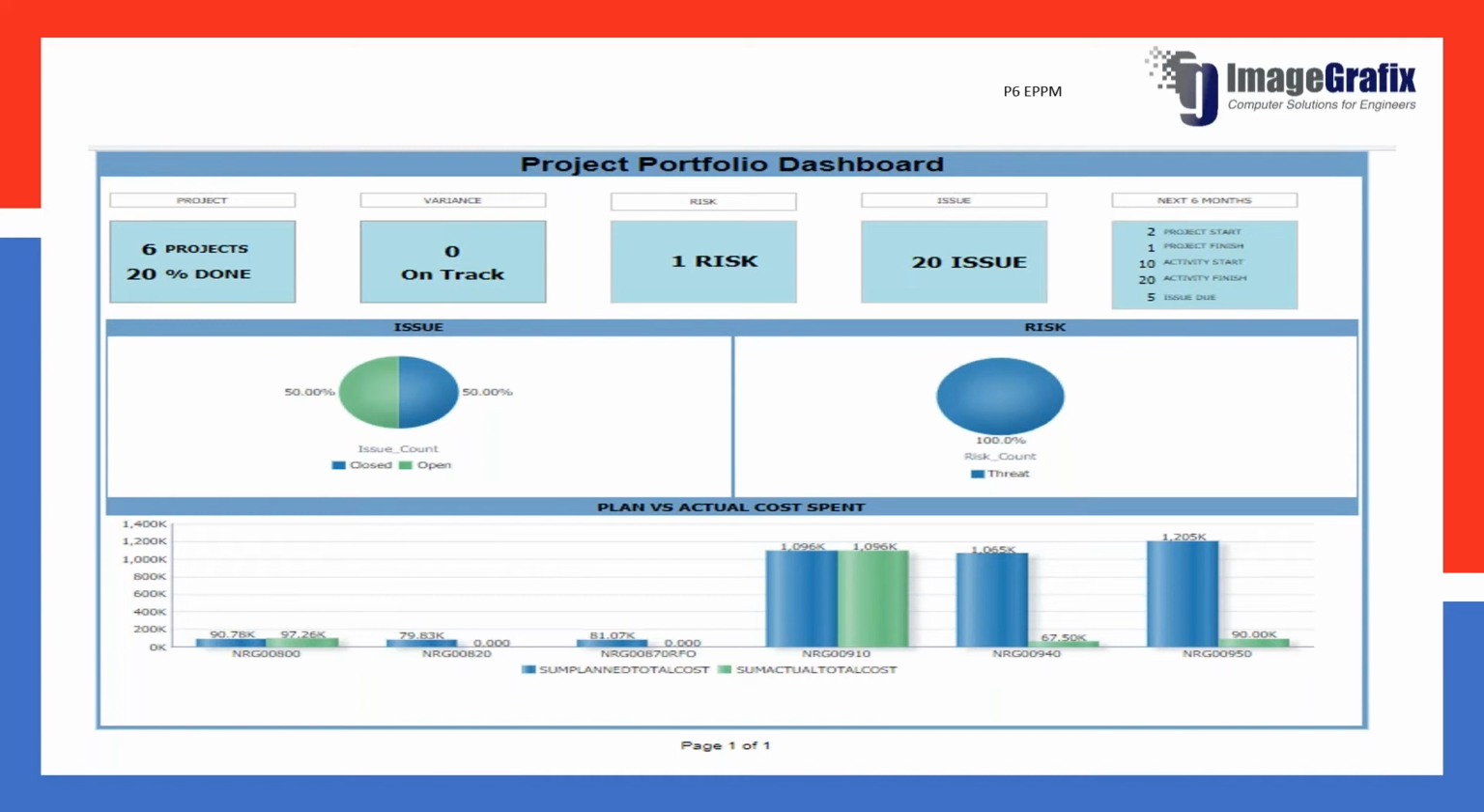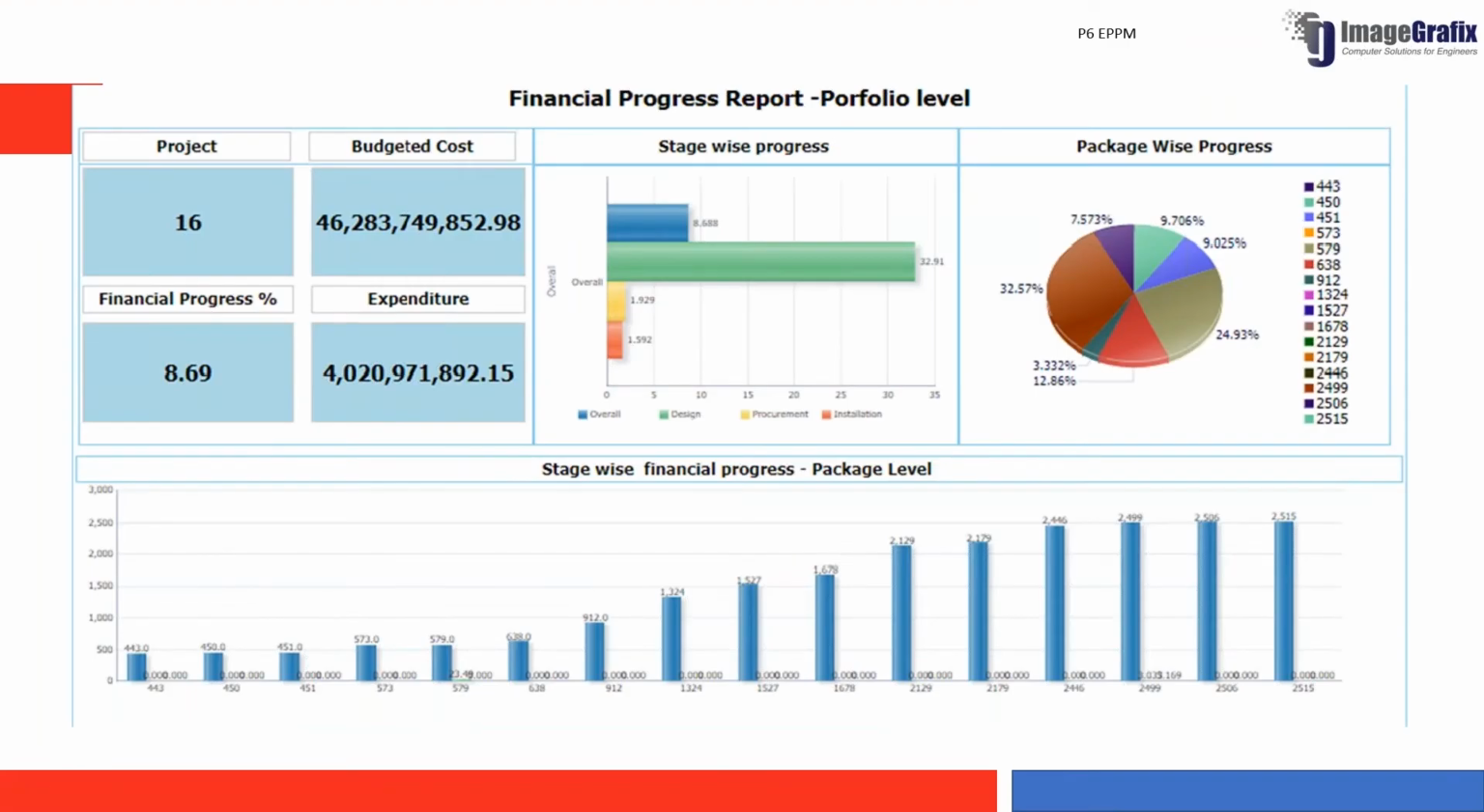You have the open issues and closed issues count, how many risks, which are threats, are also shown here, and plan versus actual cost in terms of spending is shown here, right? Everything is on project basis. That is the report and what it conveys. This is another dashboard, also at the portfolio level. You have 16 projects with financial progress of 8.69%, and the total budgeted cost is the value shown there, and what the expenditure is.